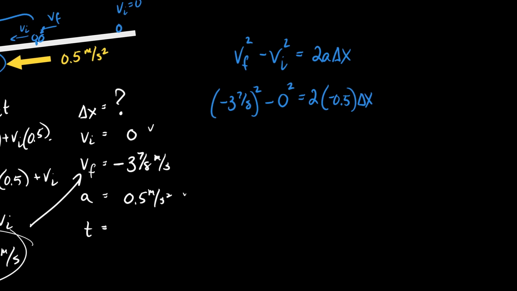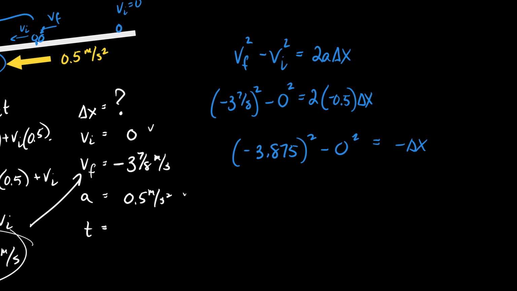All right, so what's 3 7/8 squared? You gonna make me get my calculator? Well, you don't have to be bold. So if that helps you, 3.875 squared minus 0 squared equals 2 times 0.5 is just negative delta x.